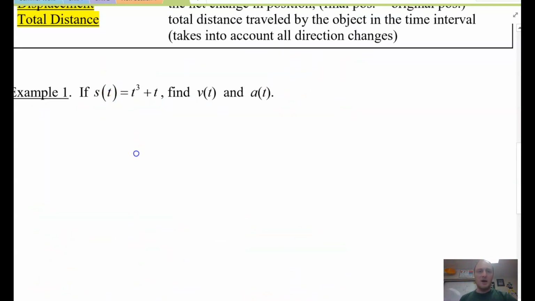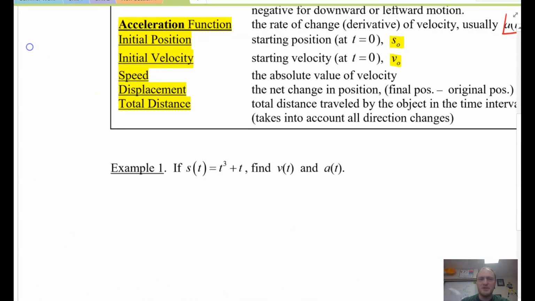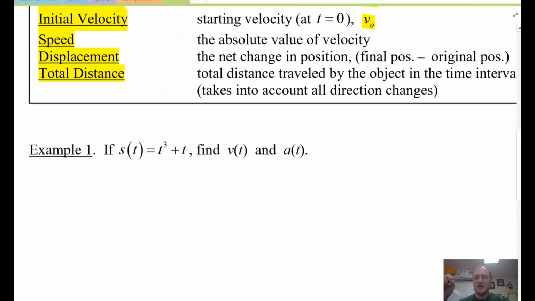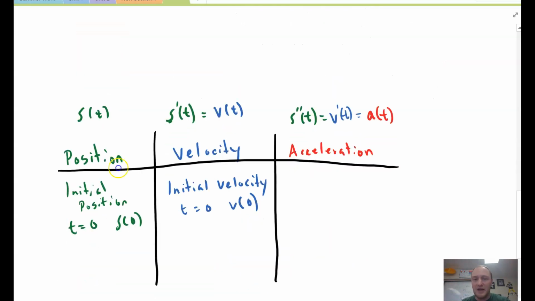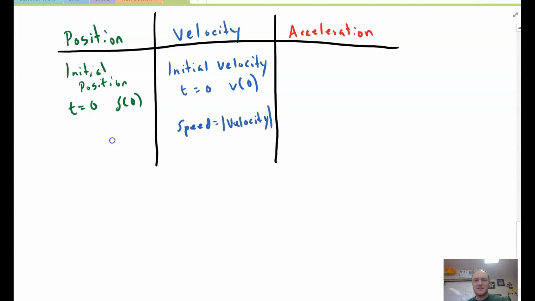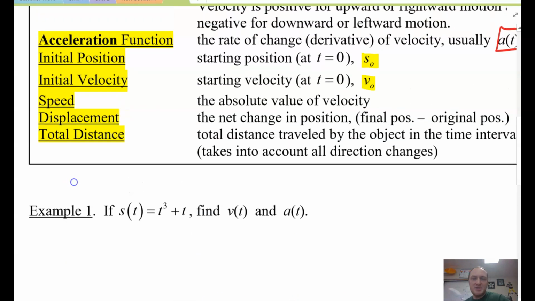And then the last couple of terms that we have here, we have speed. So speed of an object, that's the same thing as velocity, except it's the absolute value. So velocity can speed up or it can slow down. Well, speed is just the absolute value of that. So I'm going to write right here, speed, and this is equal to the absolute value of velocity. So that's speed.